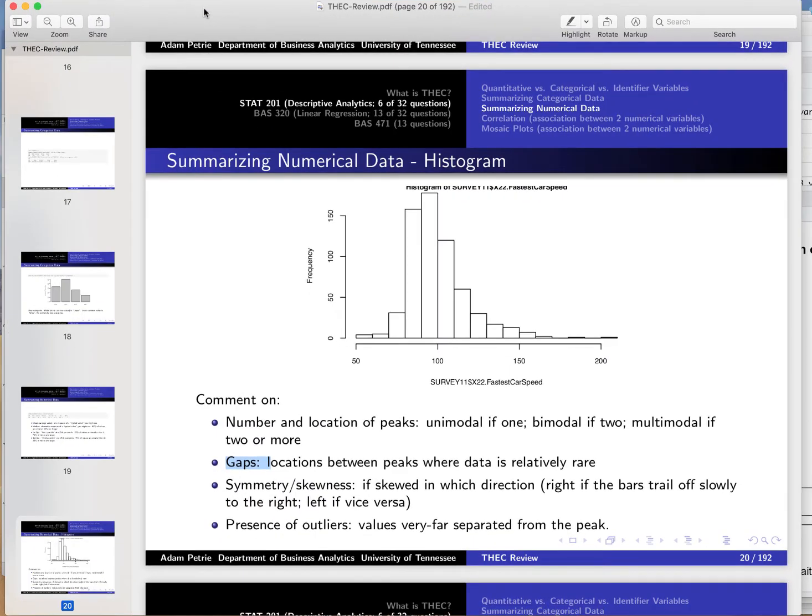So the first thing that we do when we look at that histogram, we say, okay, how many peaks does it have? If there's more than one peak, then where are the gaps as well? Where is the data relatively rare? When we do have a unimodal distribution, then we talk about how symmetric or how skewed that distribution is. Symmetric means that as we look to the left-hand side of the peak and to the right-hand side of the peak, we see roughly the same shape.